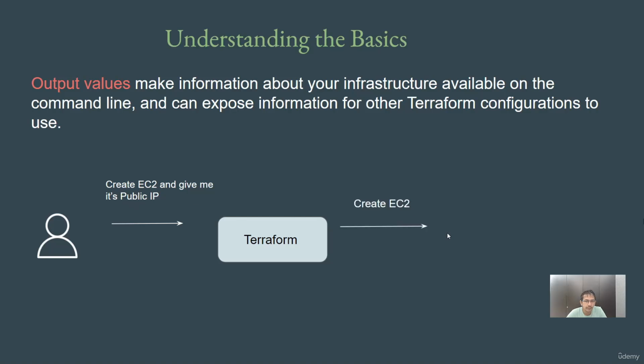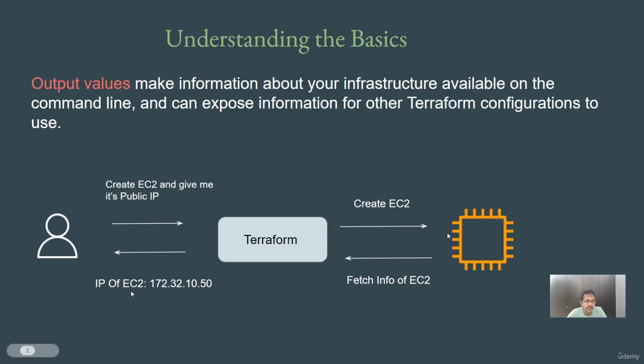So now what Terraform will do, it will create the EC2 instance in AWS, it will fetch the information of the EC2 instance, and the IP address of the EC2 instance, whatever it may be, will be provided back to the user. Now this has multiple set of benefits, but at this stage, let's quickly look into how this workflow would really look like and what happens if this workflow is not present.